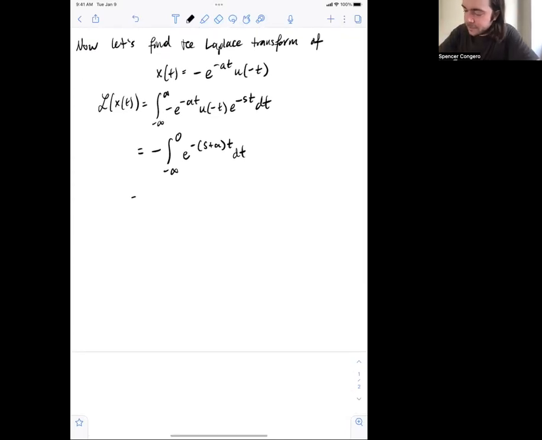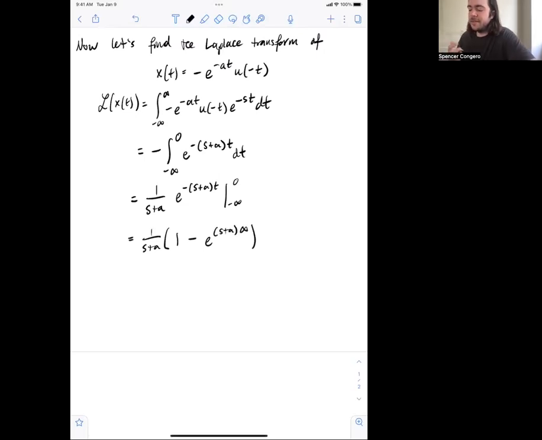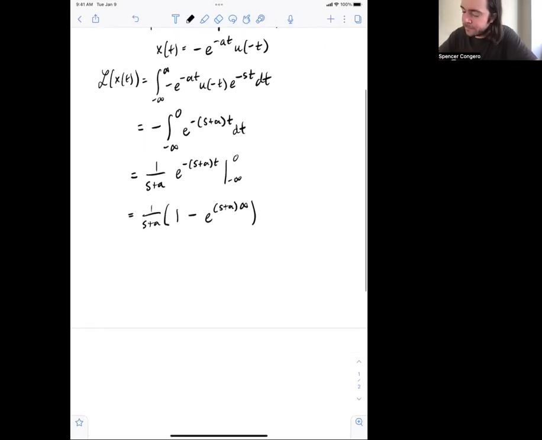Okay, now we can do this integral. So when I bring this negative down, it's going to cancel that negative. So I'm going to get 1 over s plus a times e to the negative s plus a t, from negative infinity to 0. Okay, so I'm going to get 1 over s plus a. When I plug in 0, I get 1. And then minus, when I plug in negative infinity, the negative there cancels, and I get e to the s plus a, and I'll just write it as infinity. Of course, I mean the limit as t goes to infinity here.